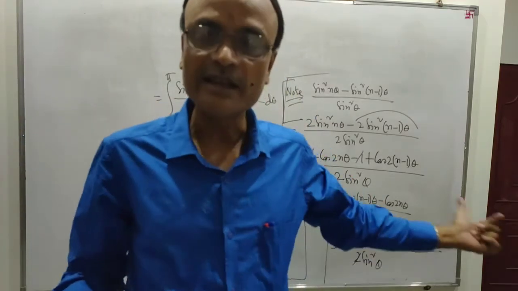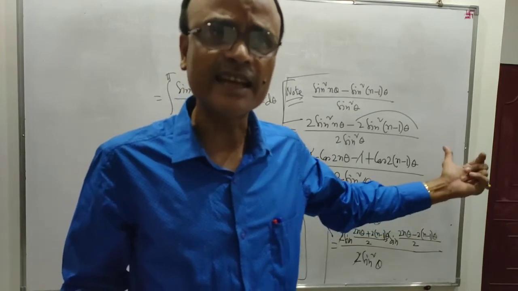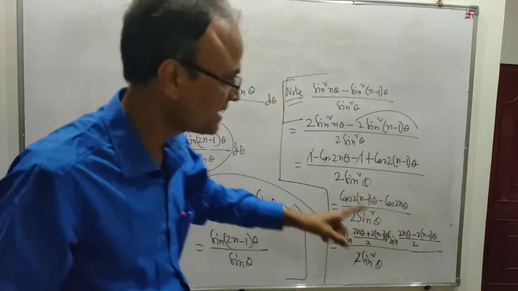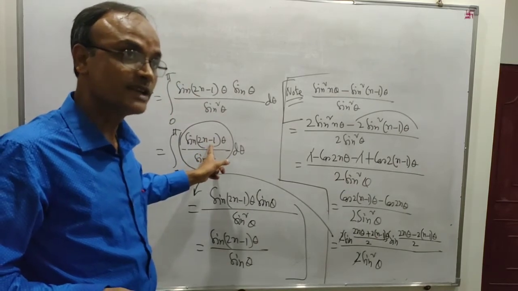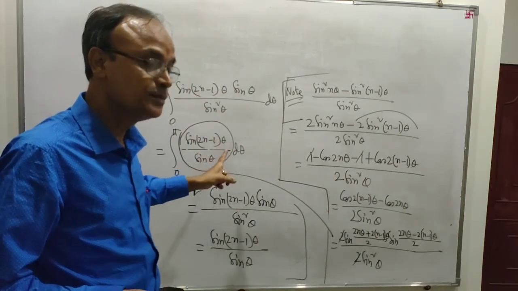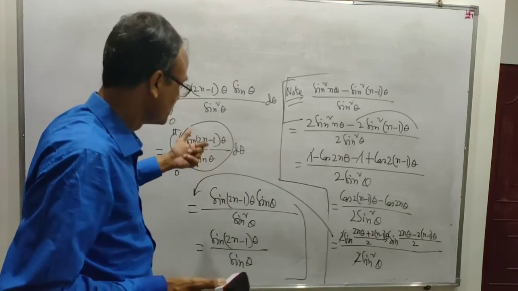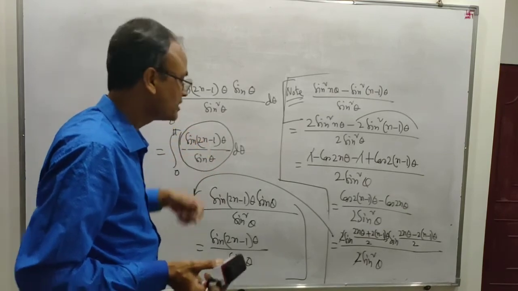n is an integer. In the question it should have been written that n is an integer. If n is an integer, twice n minus 1 should be an odd number.